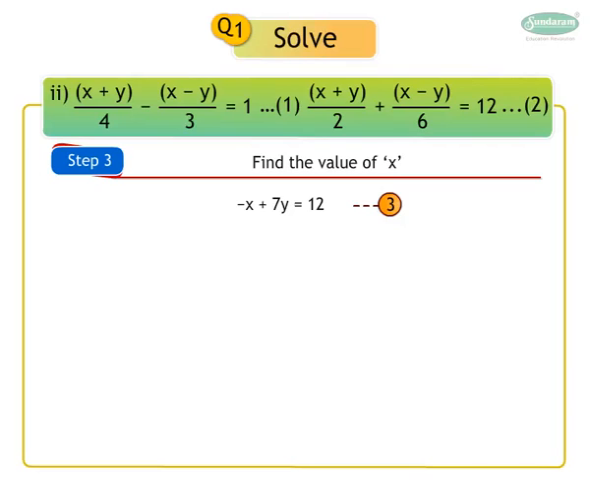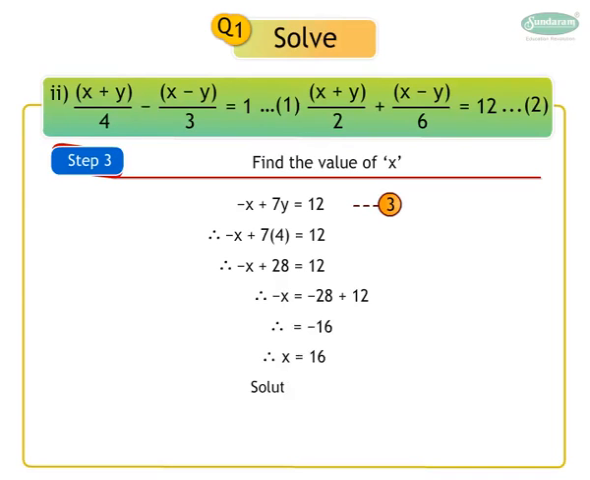We substitute y as 4 in equation 3. Minus x plus 7 into 4 is equal to 12. Therefore, minus x plus 28 is equal to 12. Therefore, minus x is equal to minus 28 plus 12 is equal to minus 16. The value of x is equal to 16. Hence, the solution is x is equal to 16 and y is equal to 4. We write it as an ordered pair, (16, 4).